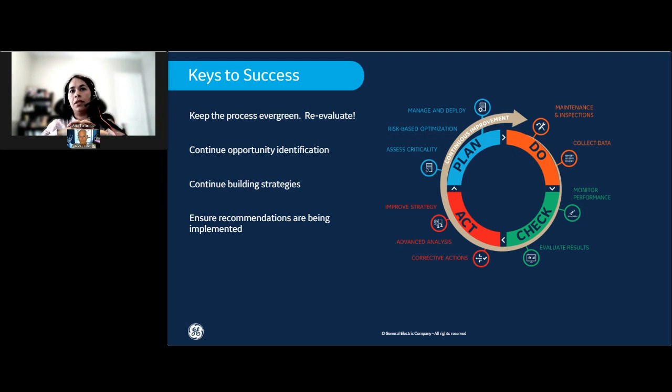When I say CMMS, maybe it's Maximo, Oracle, EAM, SAP. But it's important to put the program in place, so you can measure whether your program is working well or not, or whether it needs to change.